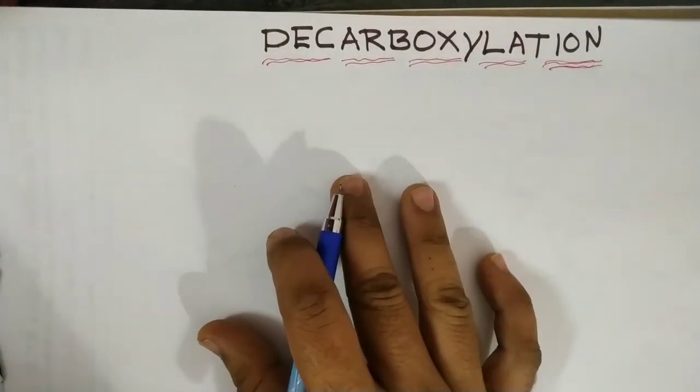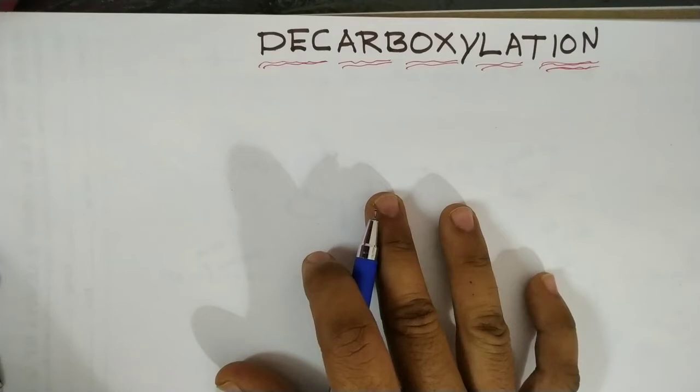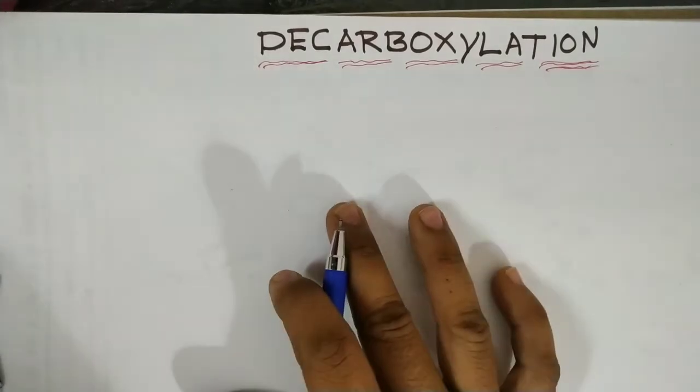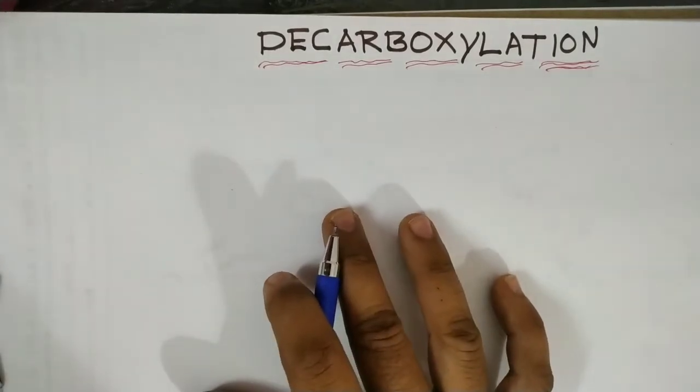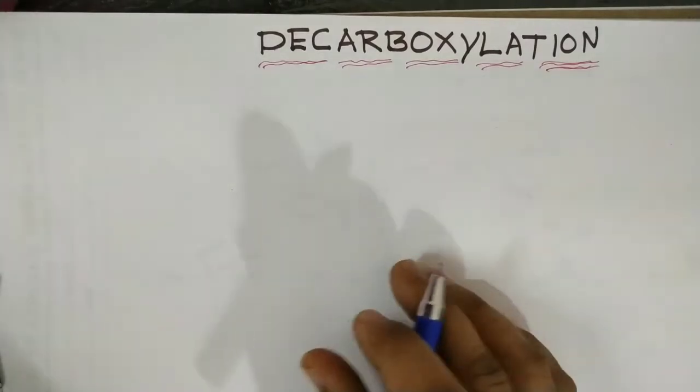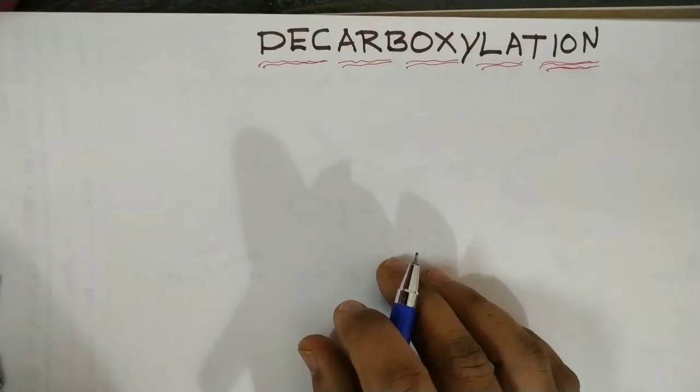Hello students, in this video let us discuss decarboxylation. So mainly I focus on the stereochemistry of the decarboxylation. So here the decarboxylation of mainly beta keto acids and dicarboxylic acids.